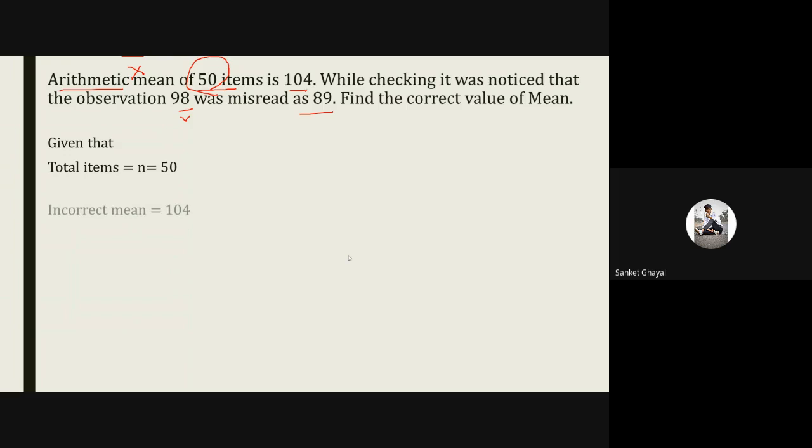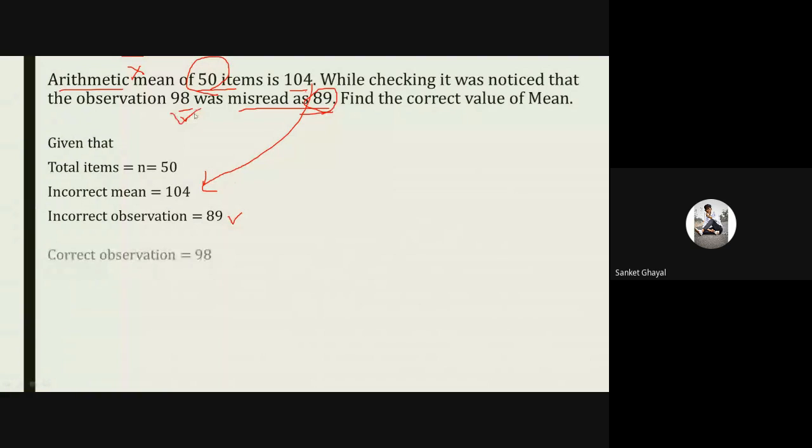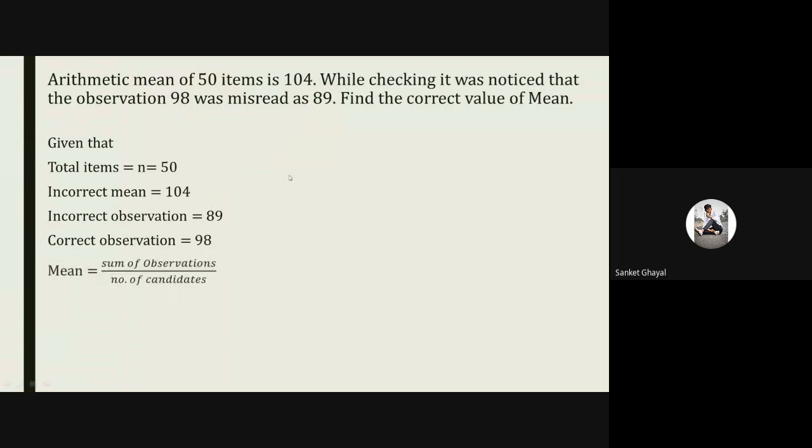Then incorrect mean is given, that is 104. Correct mean? Then incorrect observation: we have misread it as 89. It was incorrect as 89. What was it originally? 98. So correct observation was 98. Now, what we have to do? Try to find out the sum. First, we find out the incorrect sum. We change it into the correct value, and then we will go for the correct mean.